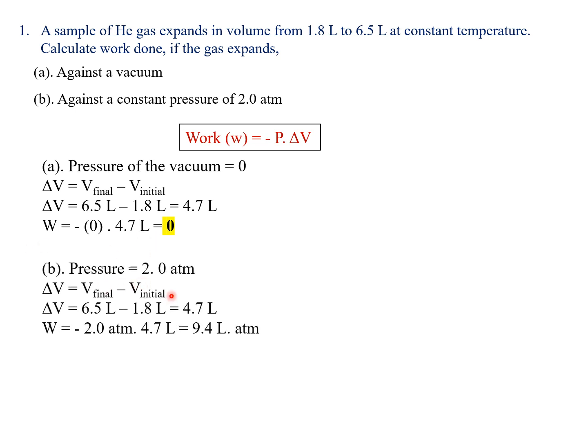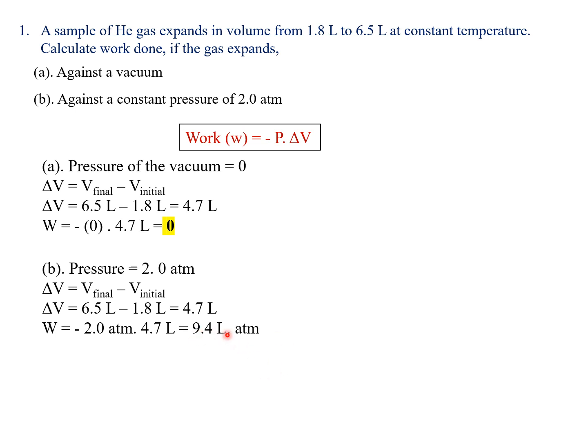Second part, pressure is 2 atm and delta V is the same, 4.7 liters. So W is equal to negative pressure times delta V, which is 9.4 liter atm. And you can see the sign, it should be negative. So negative work means work is done by the system on the surroundings.